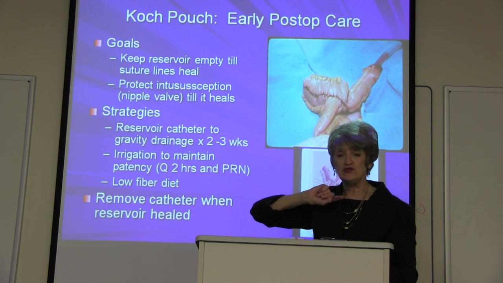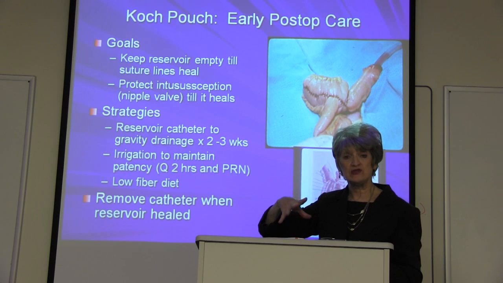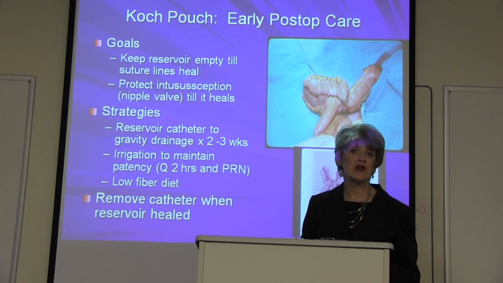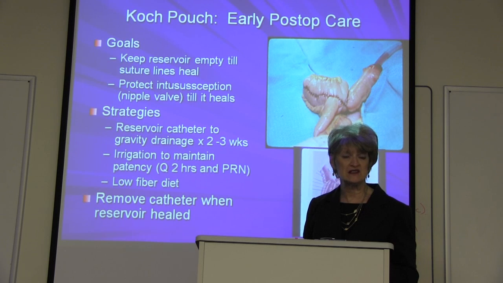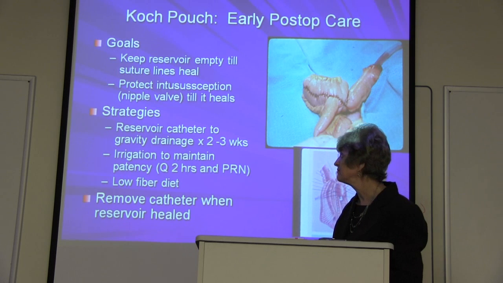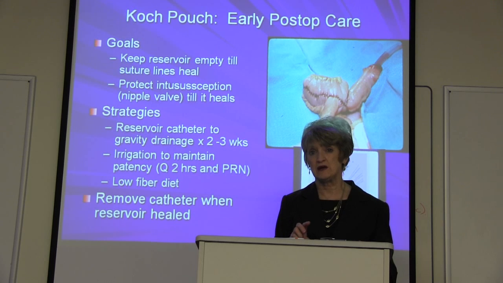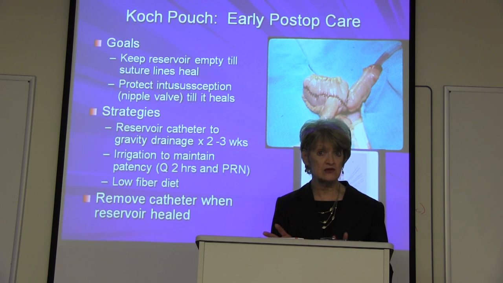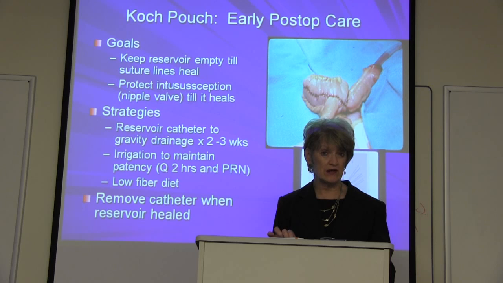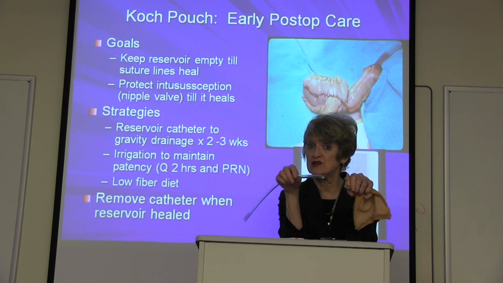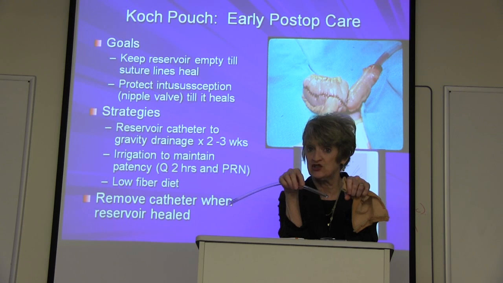So, they come back with the catheter in place as you see. Catheter is connected to gravity drainage. We irrigate the catheter on a routine basis and PRN. Typically, we put the patient on a low-fiber diet to keep the stool from being so chunky, to keep it mushy so it will drain through the catheter. The catheter typically stays in about 2 to 3 weeks. At that time, usually the suture lines are well healed. The intussusception is well healed. At that point in time, you're going to remove the reservoir catheter, and we're going to teach the patient in and out catheterization.